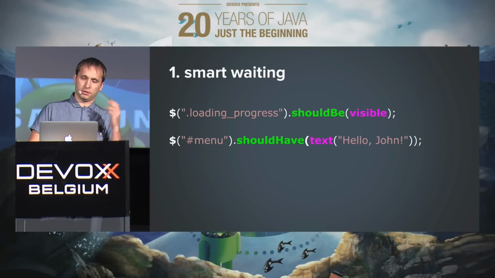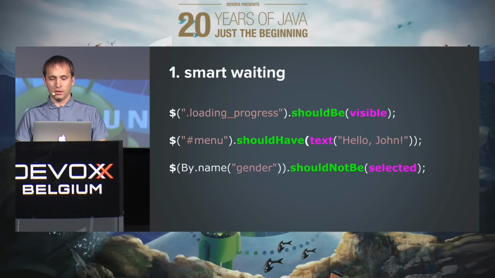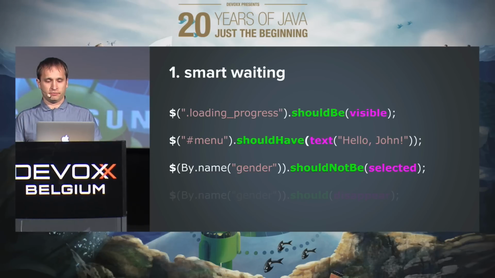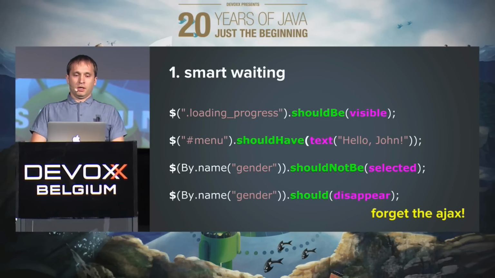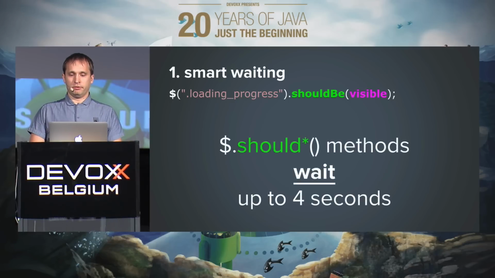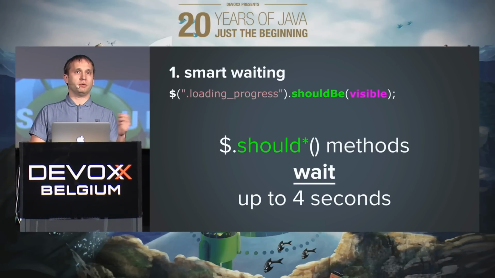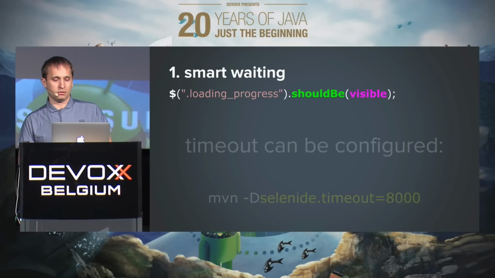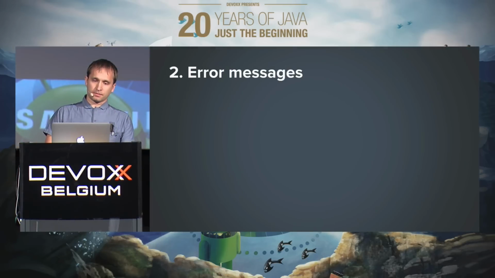You can check that something is visible, something has required text, and so on. And even that something is not selected, is not visible, disappears after a few seconds, and so on. Plenty of checks. And once more, every one of these methods will wait as much as needed, but no longer than by default 4 seconds, and this timeout is, of course, configurable. For some slow applications, probably you need more.